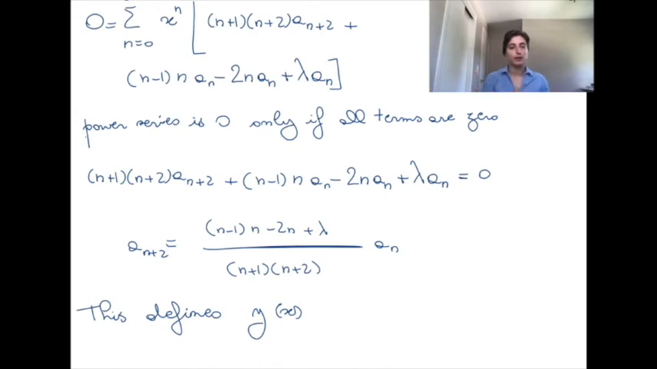We can now write them explicitly, and we can see again that it's a recursive formula: a_{n+2} equals a fraction involving n and lambda, times a_n. This is the same sort of recursive relation that we had before. If we have this sort of relationship, this defines implicitly y of x. We can physically write the power series.